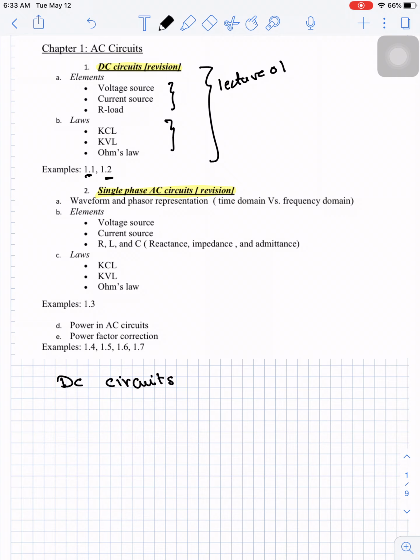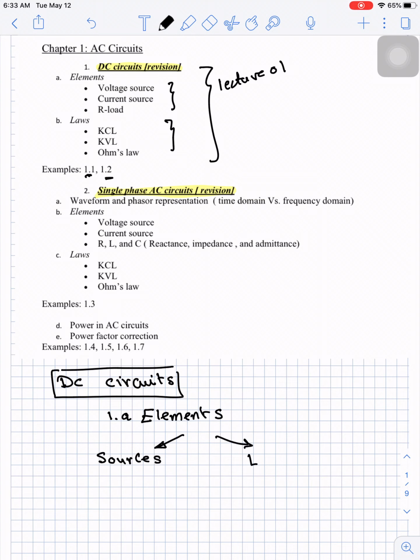This is what we will review. In DC circuits, we have elements in any circuit. So what are the elements we have in circuits? We have mainly two types of elements. These two types of elements can be sources, and the element can be a load.